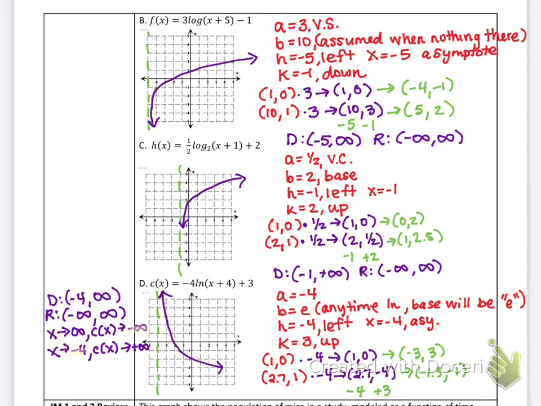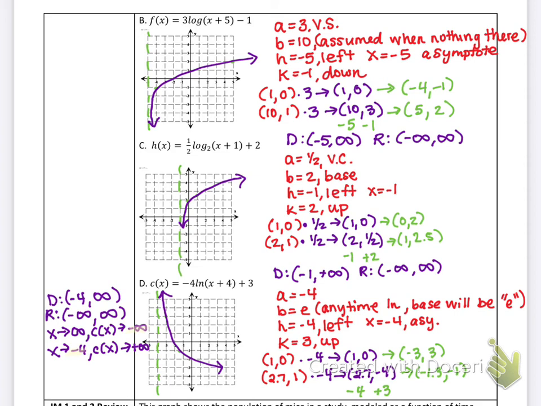All right, guys, so hopefully you tried doing the C and D on your own before you see the answers, but if you didn't, let me walk you through it. So we identified our A, B, H, and K. We also manipulated our 2 reference points, just like we've been doing for the last 2 examples.